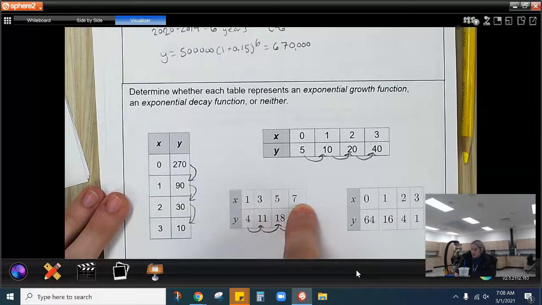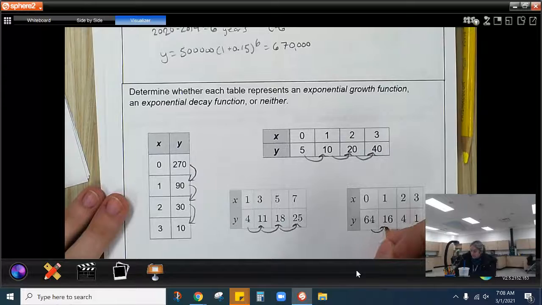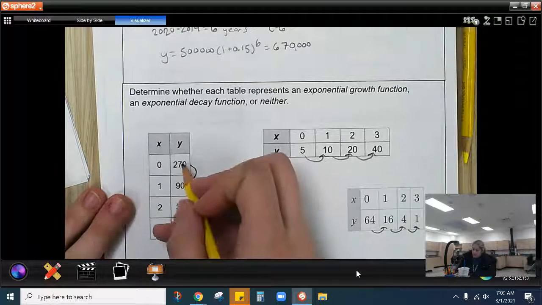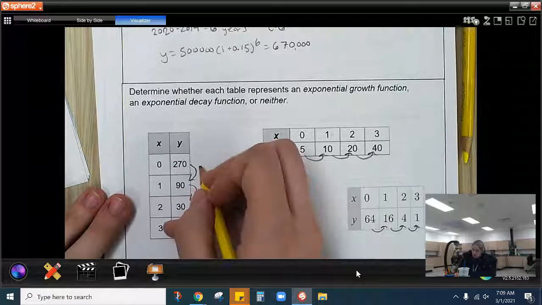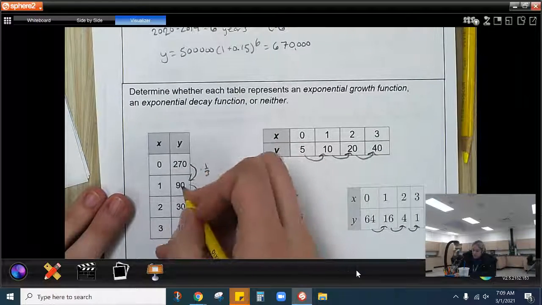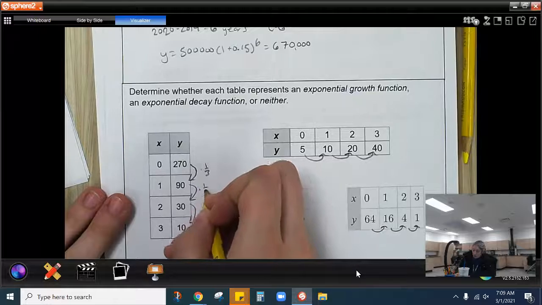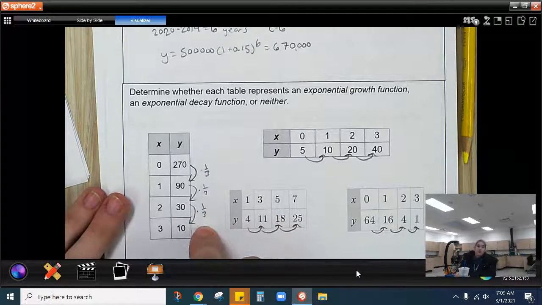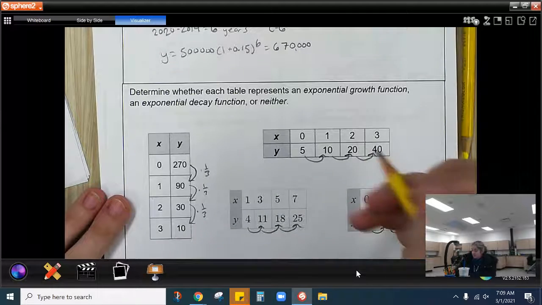And some of these do not go up by ones. That is okay. Makes it harder to find our rate, but I'm not asking you to write the equation. I'm just asking you, is it a growth or is it a decay? All right, so for this table right here, hopefully you can see we're going from 270 to 90. We actually multiplied by a third. 90 to 30, again, a third. And then 30 to 10, again, a third. So we are multiplying by a fraction. Another way of saying that is dividing by 3. Dividing by 3, it's a decay function. We're getting smaller each time.